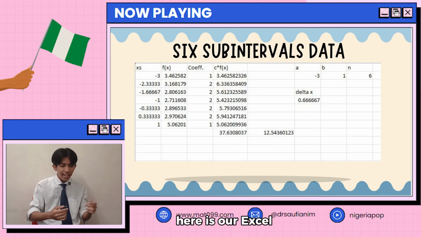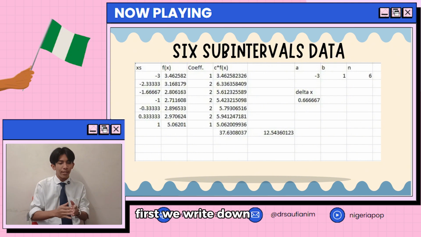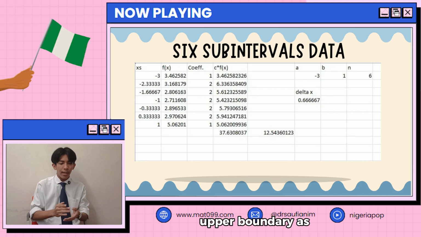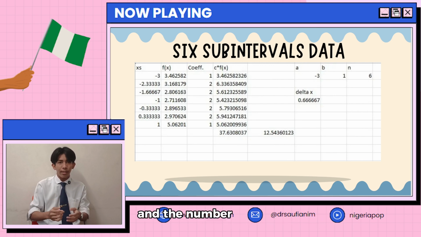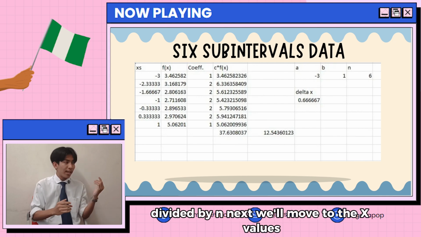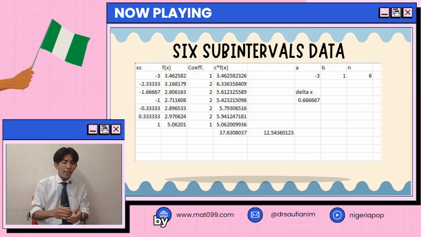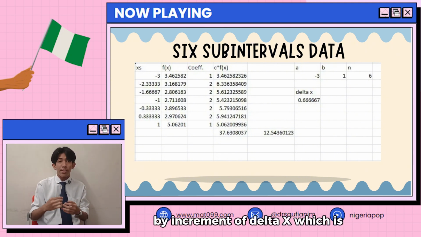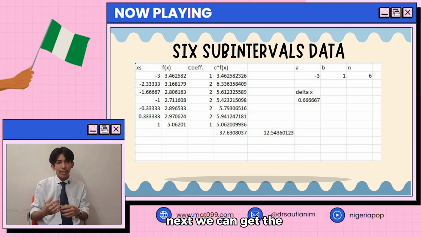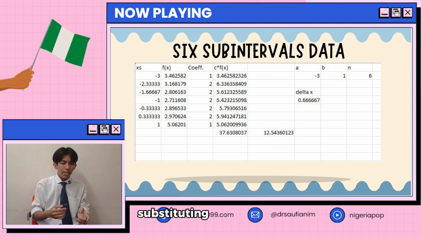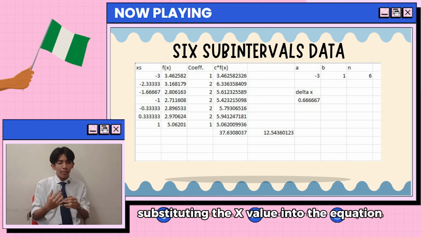Here is our Excel spreadsheet. First, we write down the lower boundary as A, which is -3, upper boundary as B, which is 1, and the number of sub-intervals used here is 6. Then we can calculate the delta x, which is B minus A divided by n. Next, we'll move to the x values. First, we start with the lower boundary, which is -3, and we increase it by increments of delta x, which is 0.67.